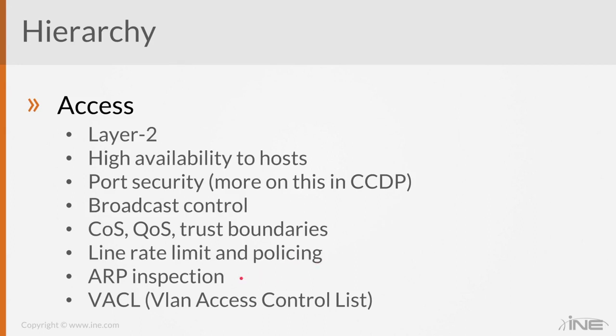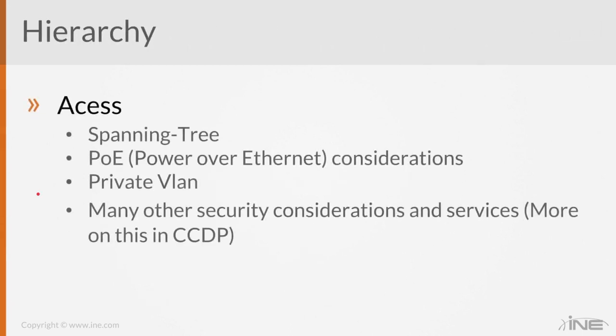ARP inspection and VACLs. I'm pretty sure you guys will see it in the CCNP, and for those coming back from the CCIE, this is nothing new for you. VLAN access control list. Also the spanning tree. This is where you'll be using spanning tree because it's a layer 2 domain. Power over Ethernet considerations, yes, you should do it from the access. Private VLANs and many other security considerations and services.